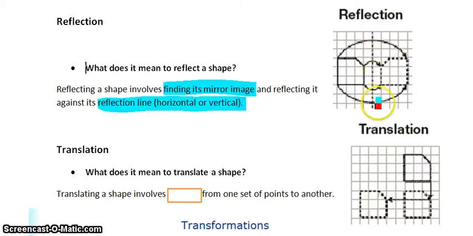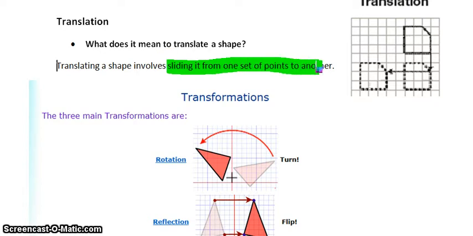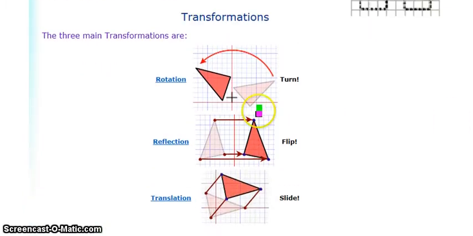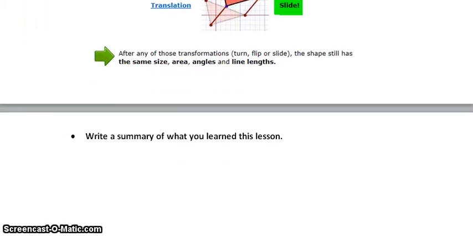So you can see here, here's a reflection line, and on the left is a reflection of the right, vice versa. Okay. Translation, what does it mean to translate a shape? Well, translating a shape basically involves sliding it from one set of points to another. So it doesn't actually change, it just moves its position along the grid or the number plane. Okay. So remember, there are 3 transformations, and they are rotation, where you're turning, reflection, where you're flipping, and translation, where you're sliding across. Okay, so you need to remember those 3 things.